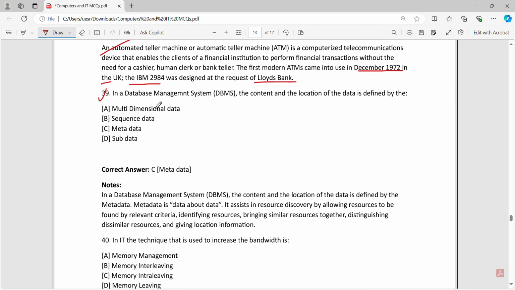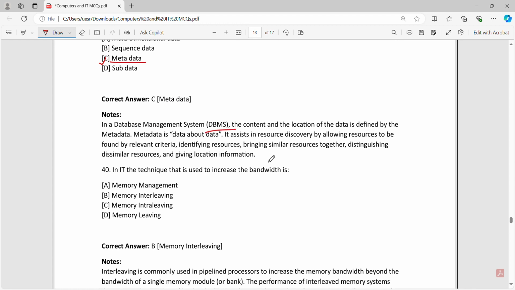Question number 39. In DBMS, the content and the location of the data is defined by C, metadata. Metadata is data about data. It assists in resource discovery by allowing resources to be found by relevant criteria, identifying resources, bringing similar resources together, distinguishing similar resources and giving location information.